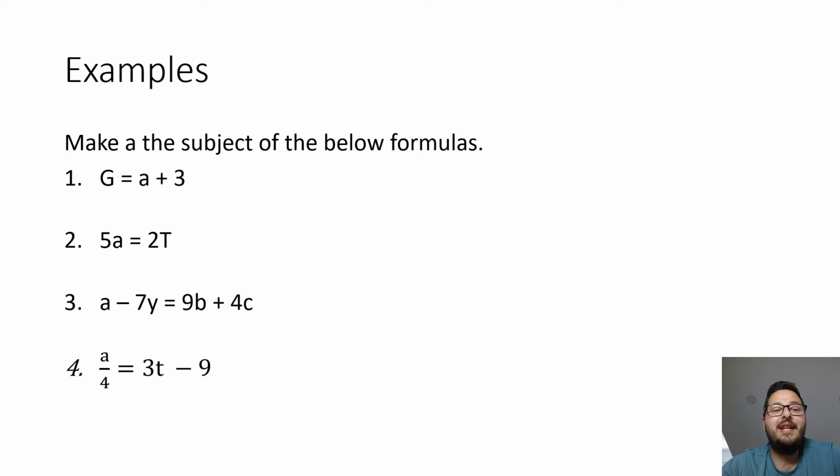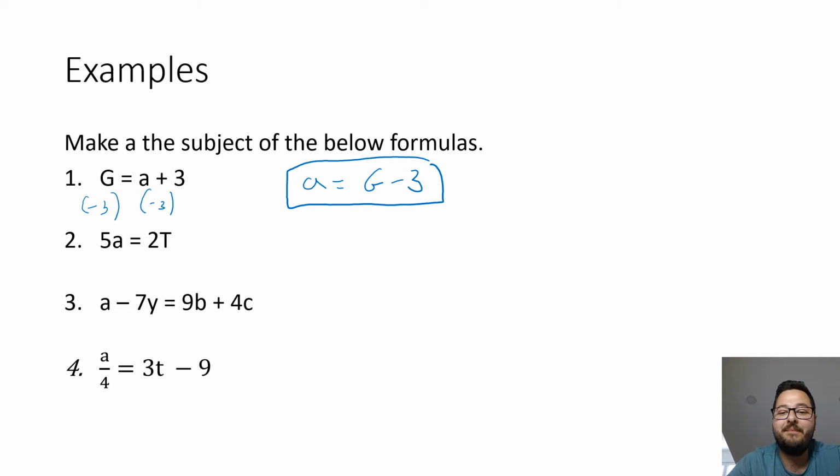Okay, the first one, we've got G equals A plus 3. Now we want A to be the subject, and at the minute it's being added by 3. So we want to minus 3 on both sides. So A is going to be G minus 3, and that's our answer, and A is the subject. The next one then, we've got 5A equals 2t. This time A is being times by 5, so we want to divide by 5. So A is equal to 2t over 5.